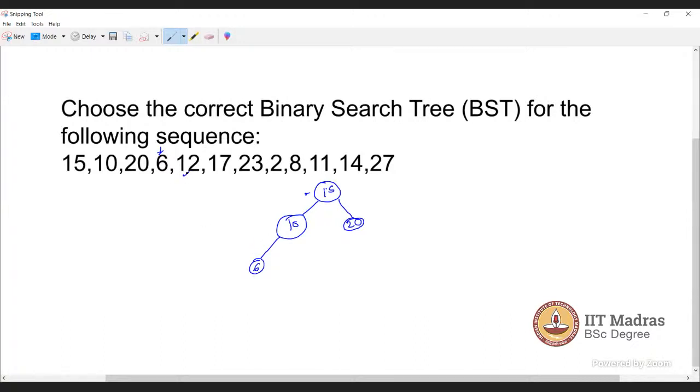What about this 12? How to insert this? 12 is smaller than 15, so it will go on the left. Then we will compare it with 10. Since it is greater than 10, it will go in the right child of 10. Now 17. Since 17 is greater than 15, it will go on the right side of 15. Then we compare with 20. This is less than 20, so it will go on the left side of 20.